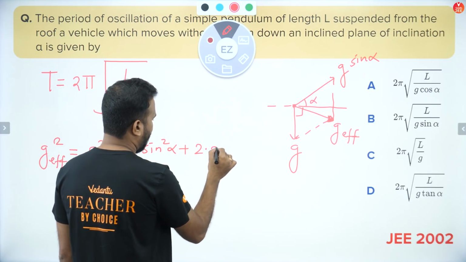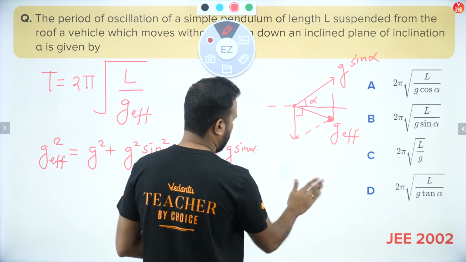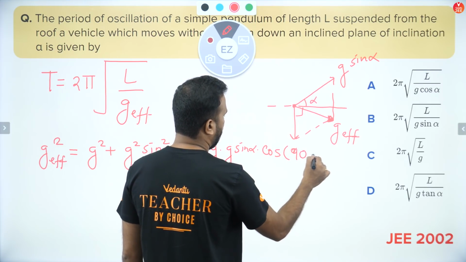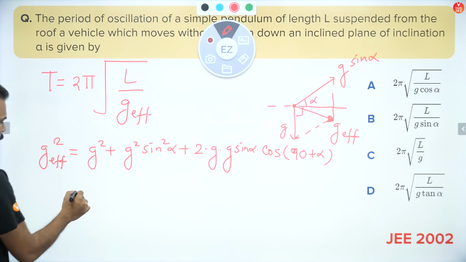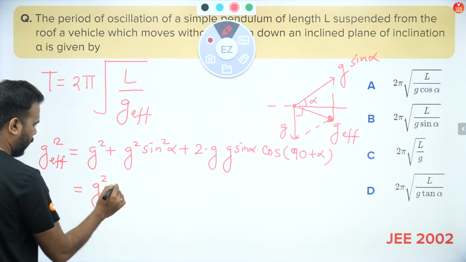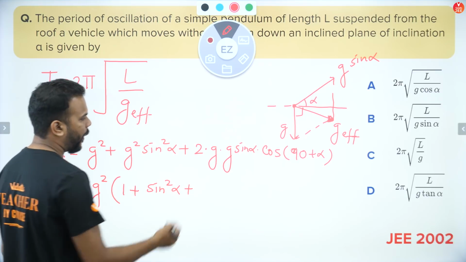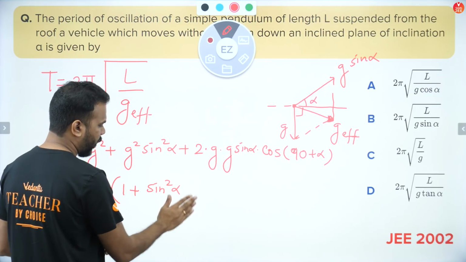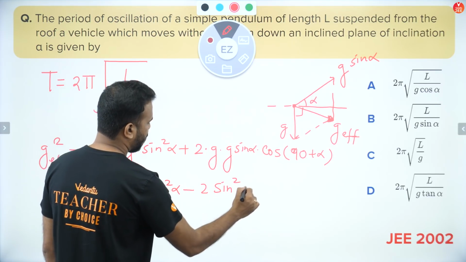So 2A, this is B, and cos theta, which is 90 plus alpha in this case. This is G square. Okay guys, that means what you get here is G square plus, I can take G square common out of the bracket, so I have 1 plus sine square alpha plus this G square taken out, 2 sine alpha, and cos 90 plus alpha is minus sine alpha, so putting up a minus sign here, and sine alpha will multiply to give you 2 sine square alpha here, guys.